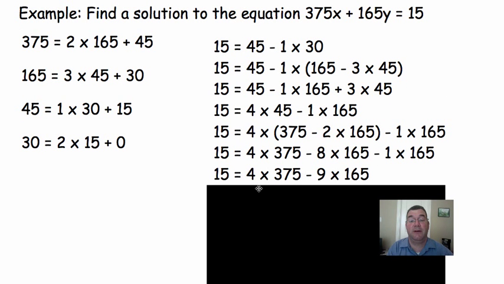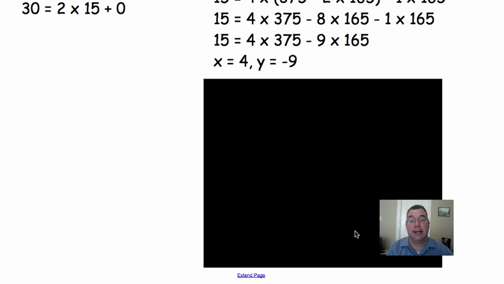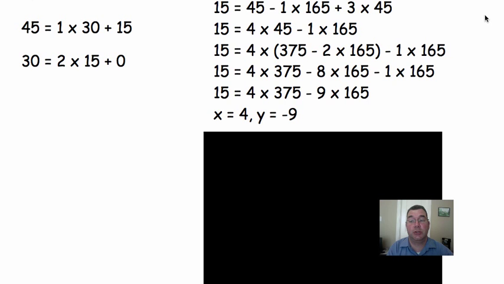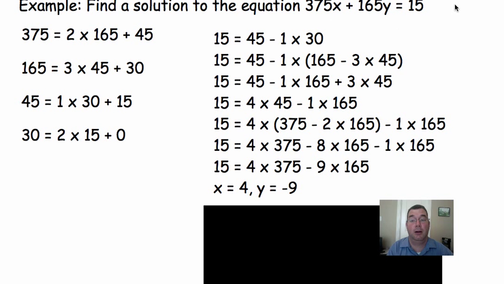I've got 375 times some integer plus 165 times another integer all equaling 15. So a particular solution to that is x equals 4 and y equals negative 9. All right, so that is just one of many solutions to this equation up here. So that's a more helpful application of the division algorithm.